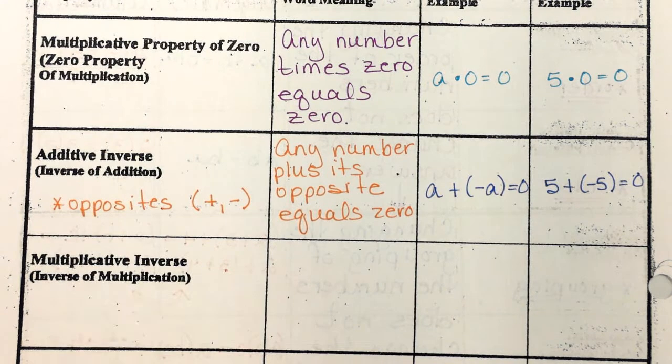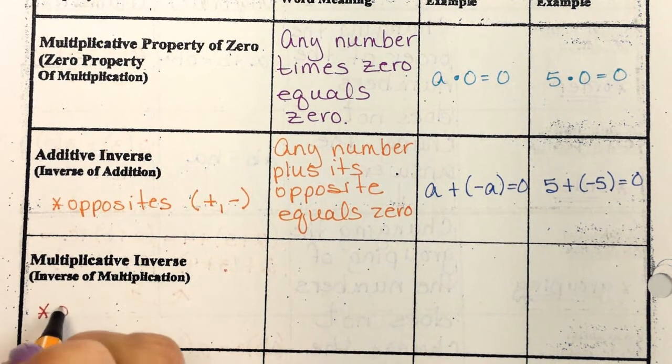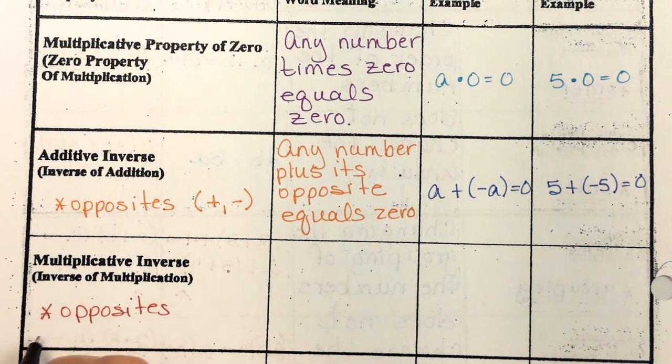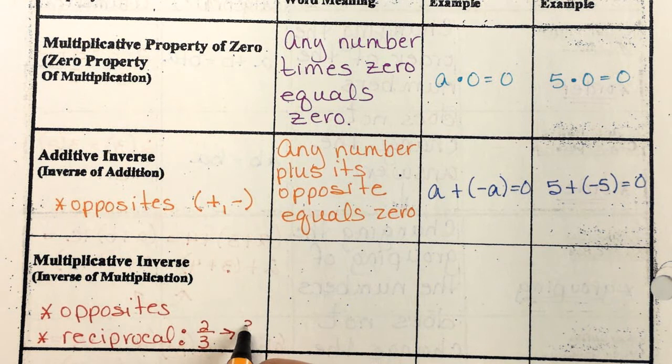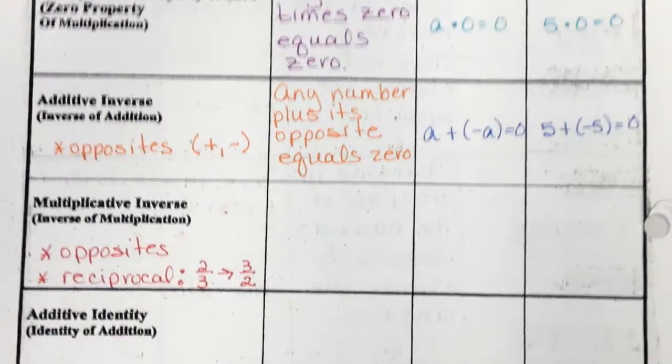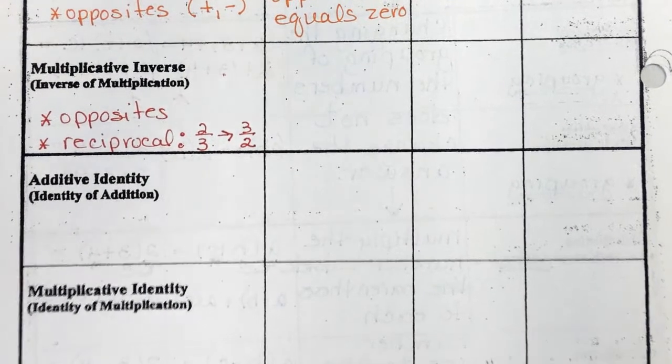Multiplicative inverse or inverse of multiplication. Again, we're thinking opposites. And you're going to hear a word that you've probably heard before, but you may not remember, reciprocal. Okay? A reciprocal is where you have a number and you multiply by its inverse, which means you're flipping it. So if you have a number like 2/3, its reciprocal would be 3/2. So when we talk about reciprocal, that's what we're talking about. Sorry about that. I didn't realize I was that low on the screen.